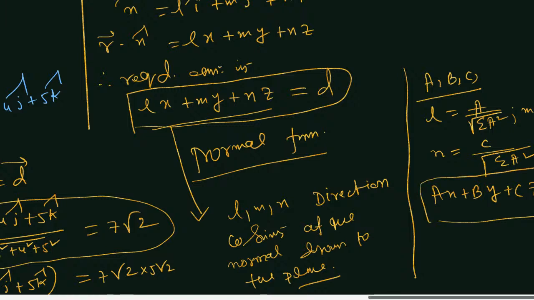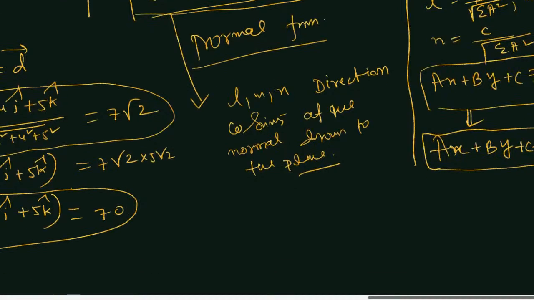This is a scalar quantity; a, b, c are all scalars. So if you take it on the left side, the general equation of the plane is going to be of this form: ax plus by plus cz plus d equal to 0. We have taken this thing on the left hand side. This is the equation of the plane in scalar form.